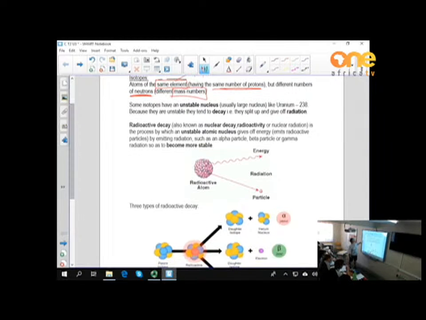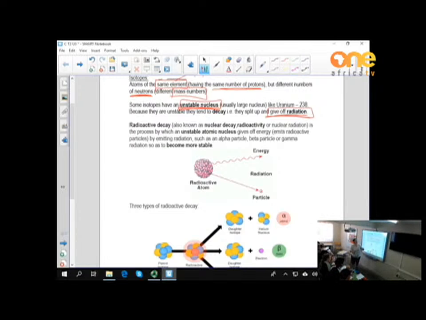Now, we've done isotopes in grade 8, grade 9. And this year we have to go one little step further. Now, some isotopes, the unstable isotopes, often have more neutrons than the stable one. It's as if the nucleus becomes too large and it makes it slightly unstable. Now, when we get unstable isotopes, we find very often that they give off energy in the form of radiation.